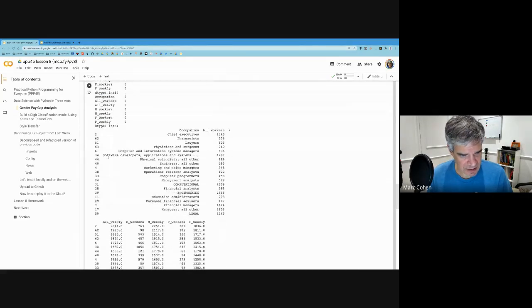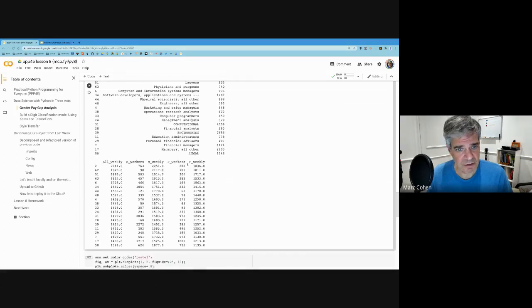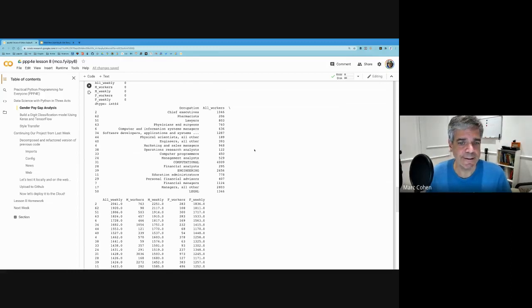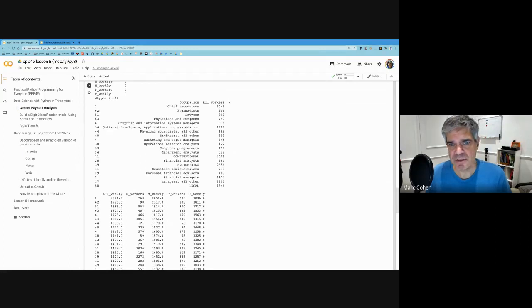And as you can see, these row numbers are sort of random because of the fact that we sorted this stuff. And if you look at the all weekly column, you can see it is sorted from what looks like the highest to lowest weekly income. And of course, if you look at the occupations, this tells you the most highly compensated occupations: chief executives, pharmacists, lawyers, physicians, and surgeons. Nothing too surprising in there. I guess pharmacists I wasn't expecting to be that high, but that's interesting.